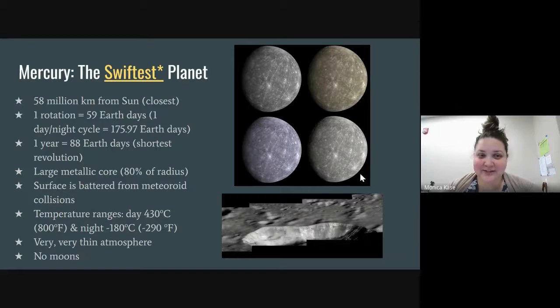The temperatures on there are kind of crazy as well. During the day, it can get super, super hot, about 430 degrees Celsius, which you can see there is 800 degrees Fahrenheit, and then it can get as cold as negative 290 degrees Fahrenheit. So that range in temperature is quite drastic.